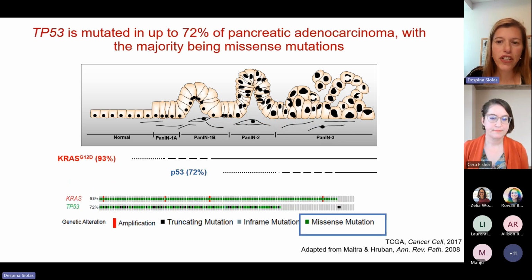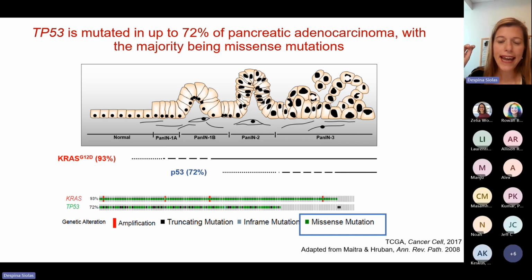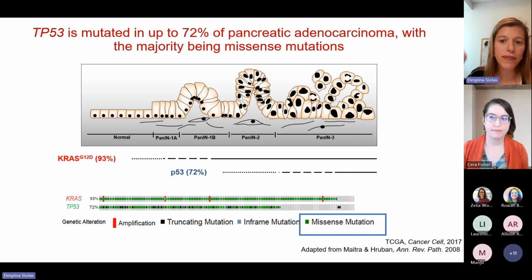Now, most alterations affecting P53 are actually missense mutations, which affect the DNA binding domain. And so because P53 is a transcription factor, it can actually lead to different downstream signaling. So it can result in gain of function activity, meaning that this mutated protein is neomorphic. And so I was interested in seeing if mutant gain-of-function P53 can exert a specific phenotype to the tumor immune microenvironment.